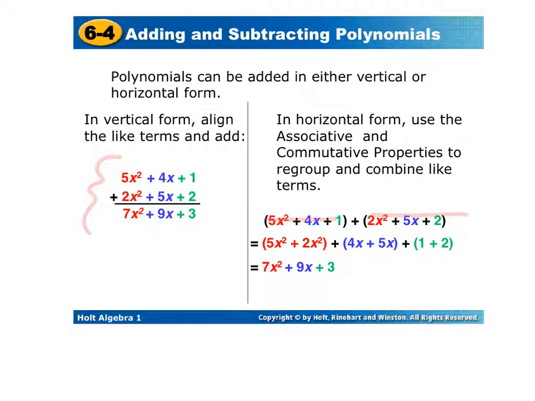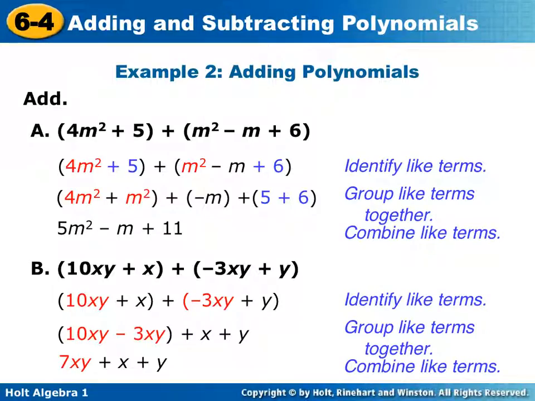Adding the polynomials, essentially what you could do, if you're going to do them horizontally, you could just drop the parentheses and then just look for all the x squareds, put them together, all the x's and all the constants. Or you can line them up vertically. I don't care which way you do it. I don't need to see you regroup them and put the x squareds in a parenthesis, the x's and the numbers. But just be careful with your signs.